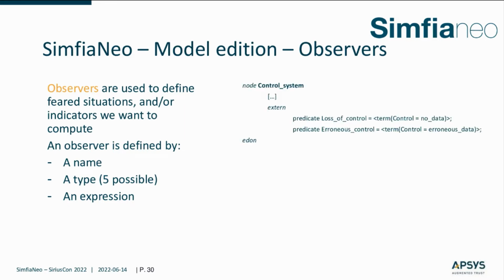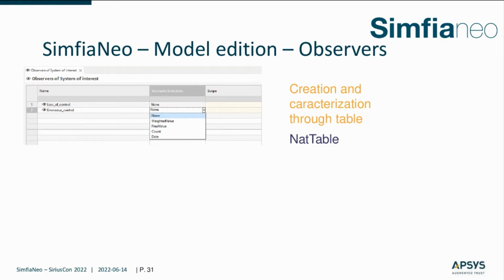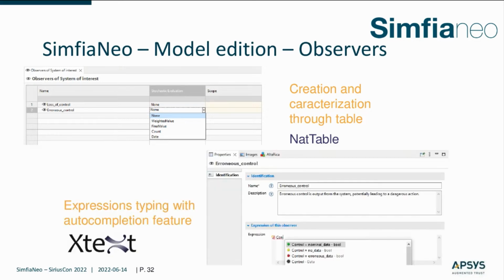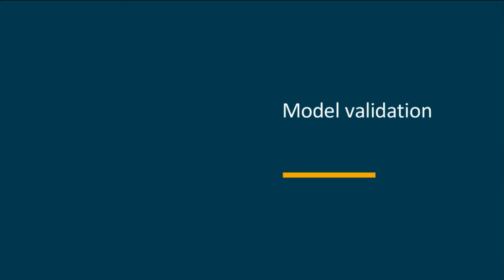So again, it's in AltaRica language, you have some dedicated keywords, dedicated syntax, not always easy to use for basic users. So you have the equivalent in SimfiaNeo with an interface with, here, net tables with drop-down menus and associated properties view with Xtext fields, auto-completion, other kind of features. So this was the first pillar about building a model.